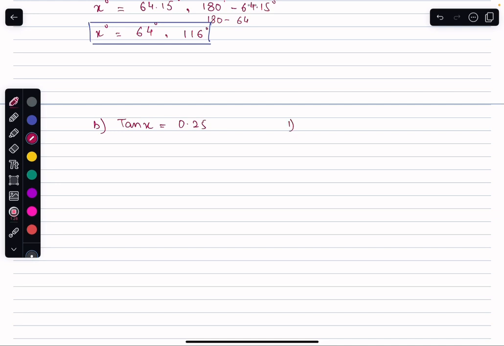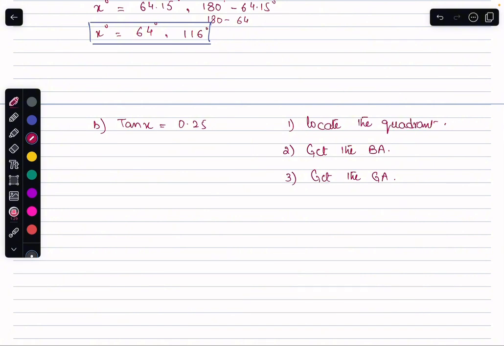First step, locate the quadrant. Second step, get the basic angle. And the third and final step, get the general angles. So these are the three steps we need to follow to get all the angles for tan of x equals 0.25.